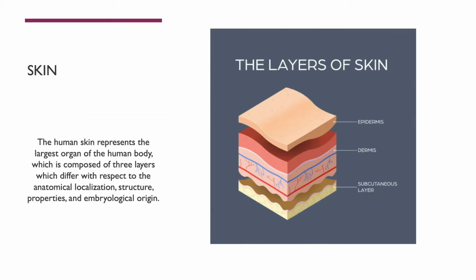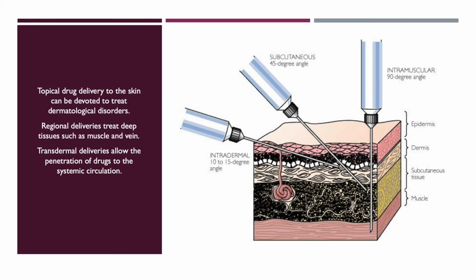The human skin represents the largest organ of the human body, which is composed of three layers that differ with respect to anatomical localization, structure, properties, and embryological origin. Drug application to the skin can be devoted to treating dermatological disorders, called topical delivery; treating deep tissues such as muscle and vein, called regional delivery; and allowing the penetration of drugs to the systemic circulation, as in transdermal delivery.